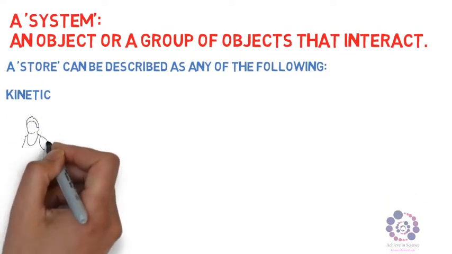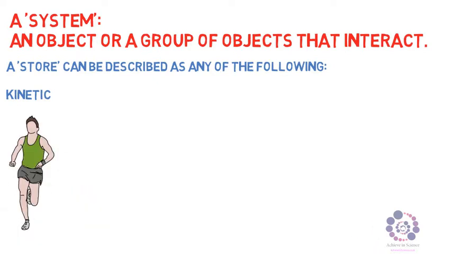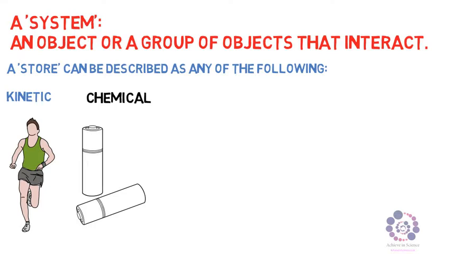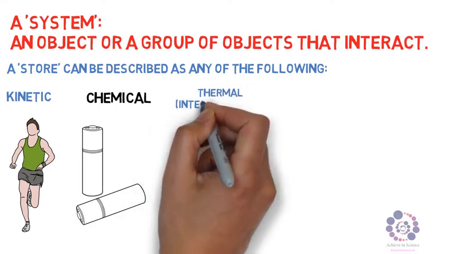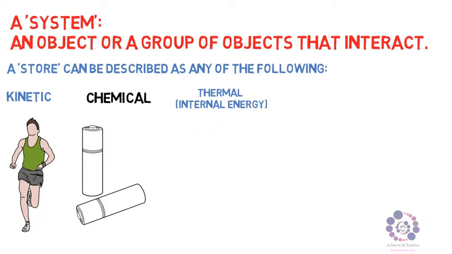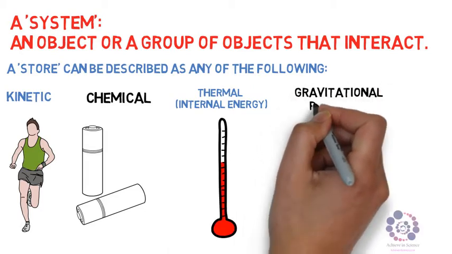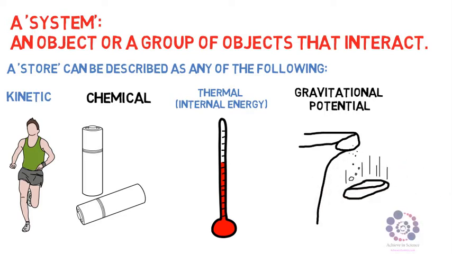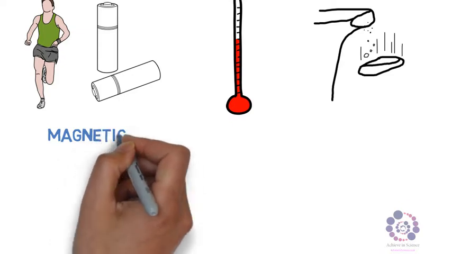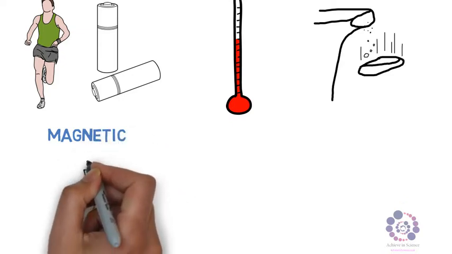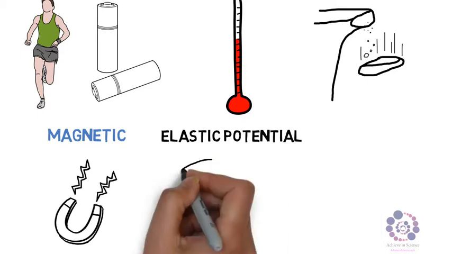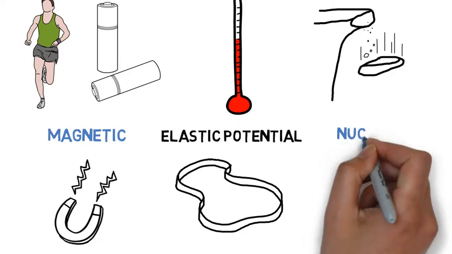Kinetic, i.e. movement, chemical, for instance within a battery or within food, thermal, internal energy, gravitational potential, so anything raised above ground height, magnetic, elastic potential, so like an elastic band or spring, and finally nuclear.